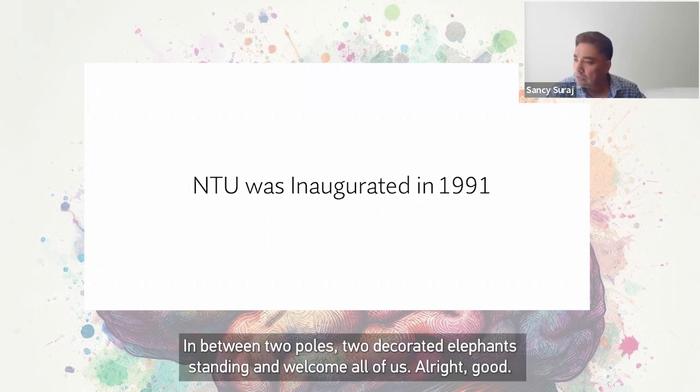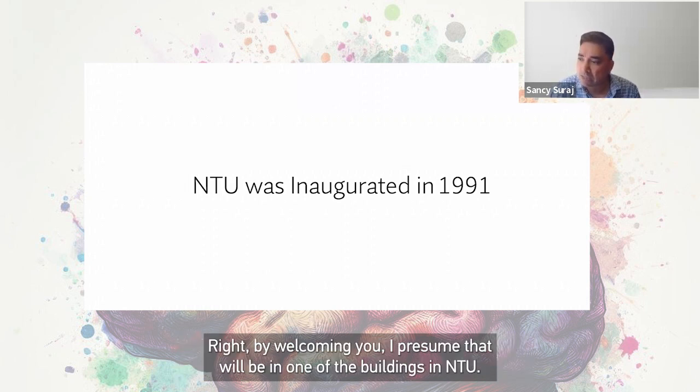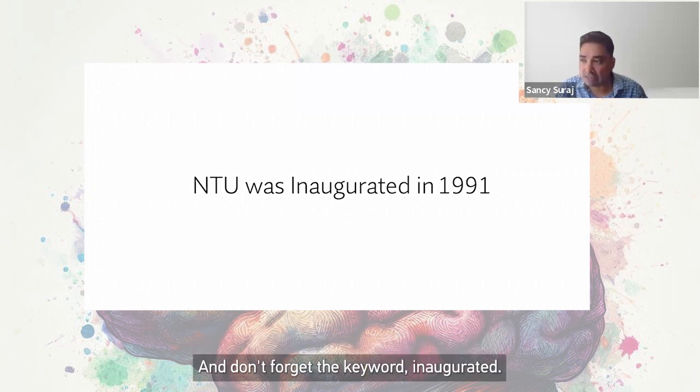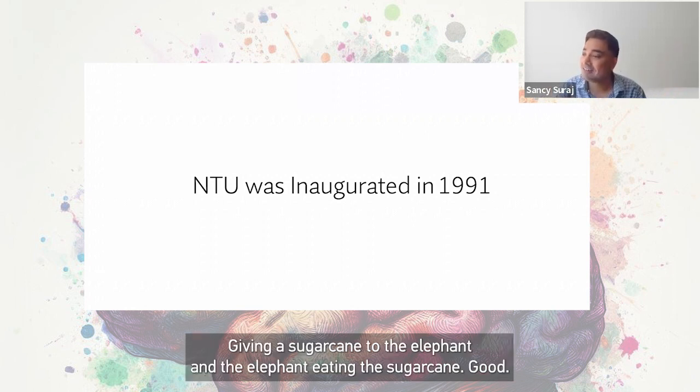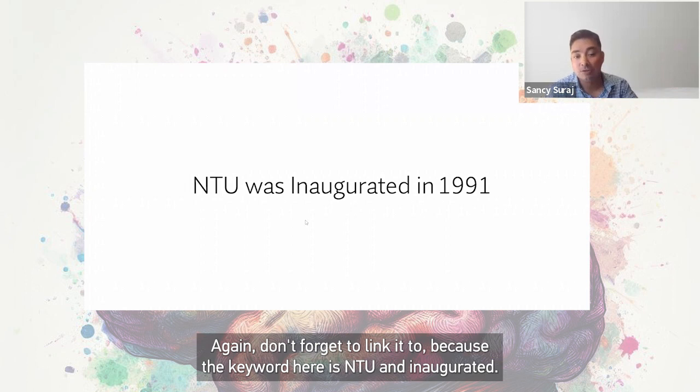In between 2 poles, 2 decorated elephants standing and welcoming all of us. All right, good. By welcoming you, I presume that will be in one of the buildings in NTU. And don't forget the keyword, inaugurated. Maybe what you can do is welcome you and you cut the ribbon, giving a sugarcane to the elephant and the elephant eating the sugarcane. Good. Again, don't forget to link it, because the keyword here is NTU and inaugurated.